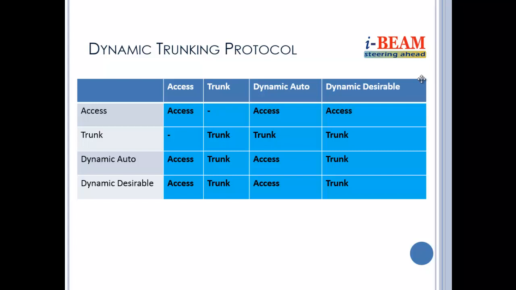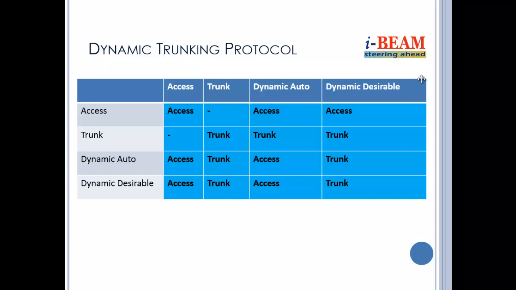If one end of the link is dynamic auto and the other end is an access port, it will work as an access port. If one end is dynamic desirable and the other end is an access port, it will be an access port. For the trunk port, if one end is trunk and the other end is trunk, it will be operating as a trunk port.